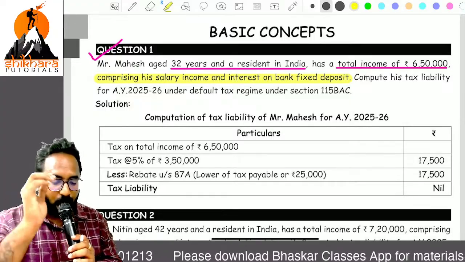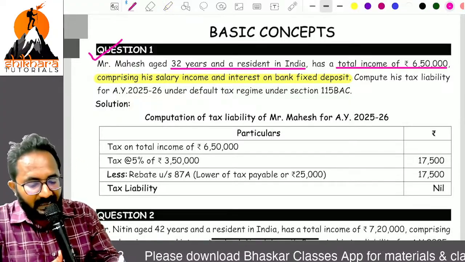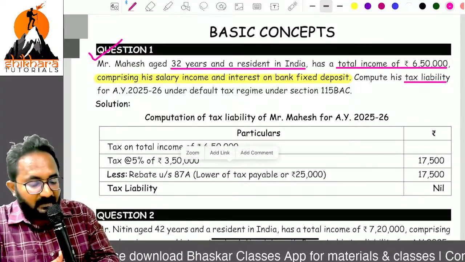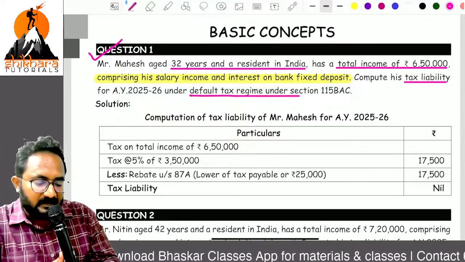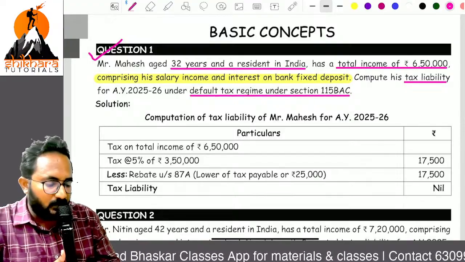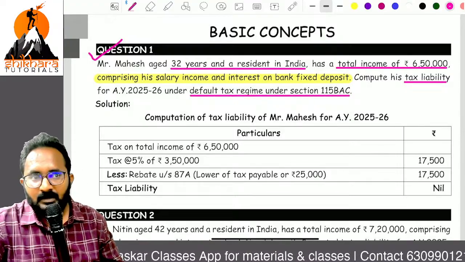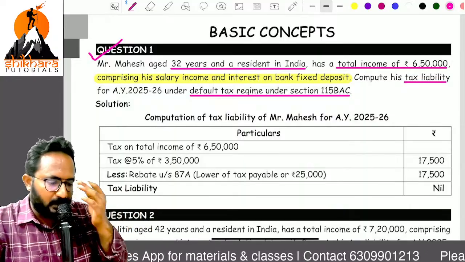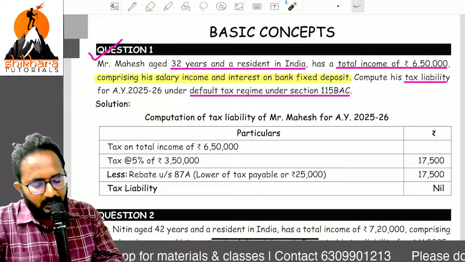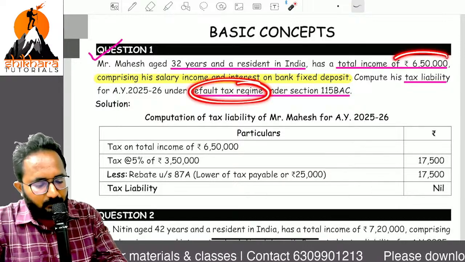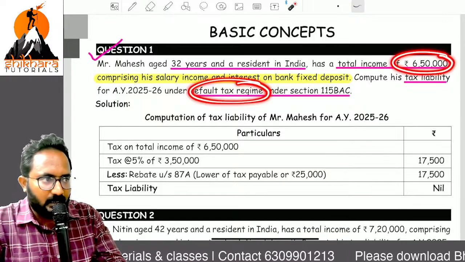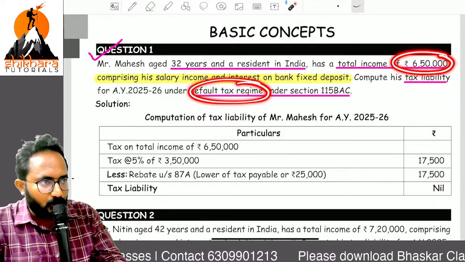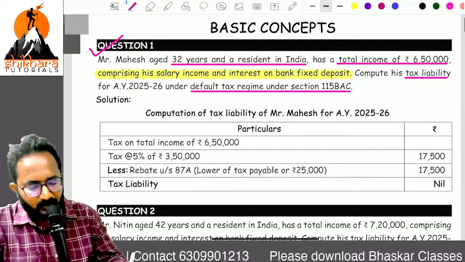Now, very important line. They are asking the tax liability. Okay, we can calculate. But under which regime are they asking, ma? Default tax regime under section 115BAC. Sir, directly I can mark that answer as nil. Why, ma? Under default tax regime, if total income is below 7 lakh, the rebate is income tax payable or 25,000, whichever is lower. So final answer, how much can you get, ma? Nil.